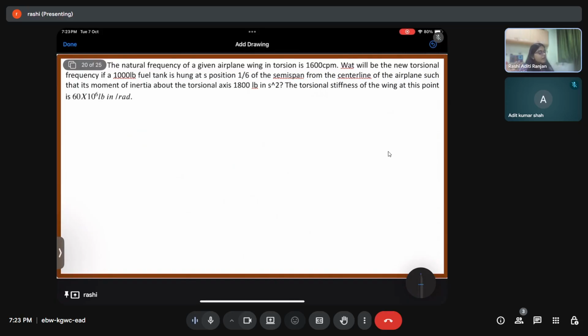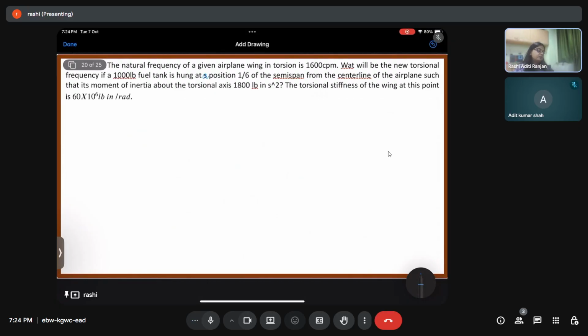So here in this question, we have the natural frequency of a given airplane wing in torsion as 1600 CPM. CPM means cycles per minute. So we have the frequency. What will be the new torsional frequency if a 100 lb fuel tank is hung at a position 1/6 of the semi-span from the center line of the plane, such that its moment of inertia about the torsional axis is 1800 lb inch second square. The torsional stiffness of the wing at this point is this.